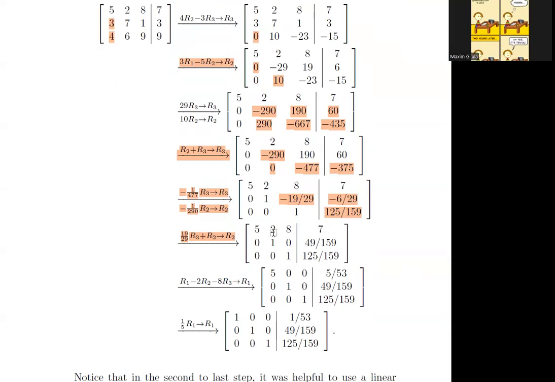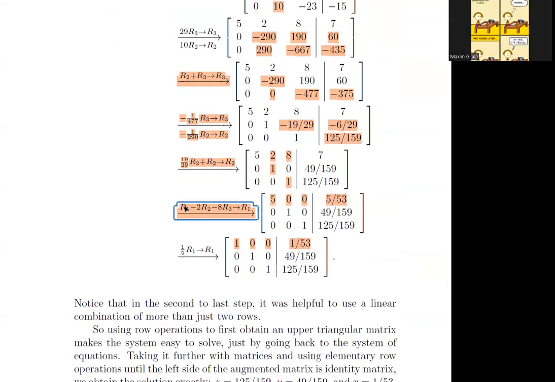Finally, I could get rid of the 2 and the 8 in the first row by taking a linear combination of 3 vectors. If I do row 1 minus 2 row 2 and minus 8 row 3, that will give me 5, 0, 0. And if you do all the subtraction, you get 5 over 53, as the 1, 4 entry of this matrix. Finally, to solve for x, divide the top row by 5. So that's it.